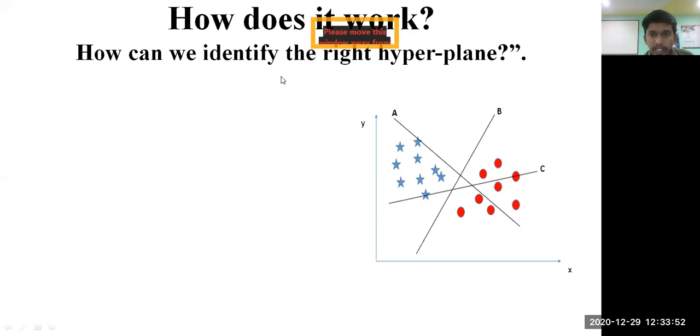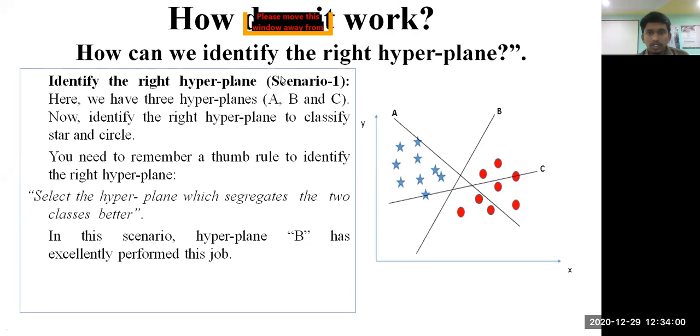We need to understand which among A, B, C is the best hyperplane. In this scenario we assume that we have A, B, C, and we need to identify the right hyperplane to classify star and circle. If you want to select the proper hyperplane, you have a thumb rule to remember: select the hyperplane which segregates the two classes better. Here hyperplane B is selected as the better hyperplane among A, B, C, because the linear line B is separating both the classes equally.